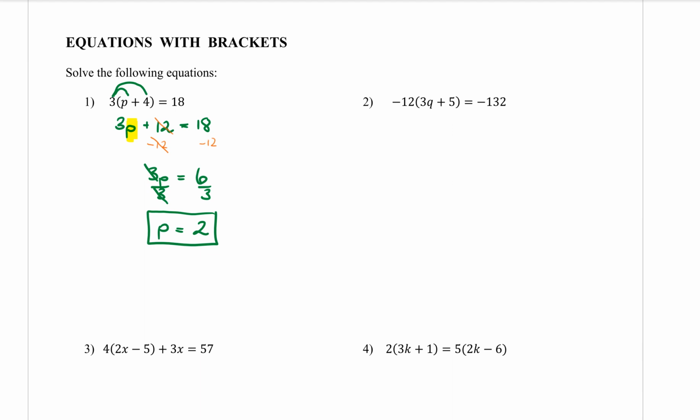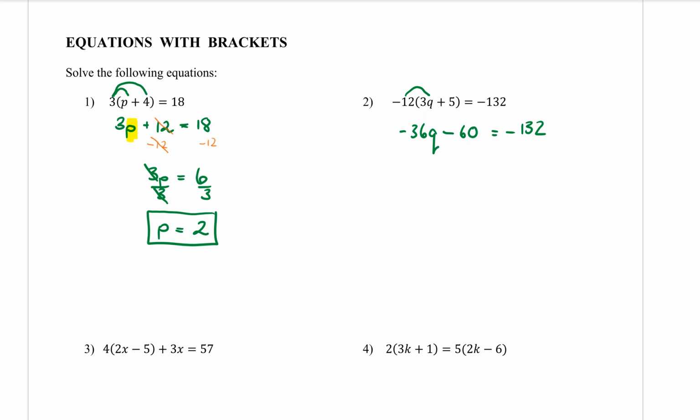Question 2. Always expand the brackets first. Minus signs. Remember to be careful of minus signs at the front. Minus 12 times 3 is minus 36, and there is a Q. Now remember, when there is a minus sign out the front, we did lots of these in our algebra topic, the minus sign is going to come in and change that plus in the middle to be a minus sign. 12 times 5 is 60, and that is equal to negative 132. It's often the minus signs that trick people.